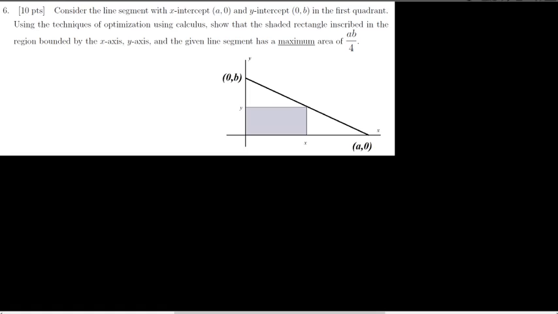And then number 6, this was also an optimization. Again, if this were an in-class test, I probably would just give you one of these. But since you had a long time, it's reasonable to give you 2. And the previous one was a minimize problem. This is a maximize, so one of each. And so, consider the line segments with the x-intercept at A and the y-intercept at B in the first quadrant. Using the techniques of optimization, show that the shaded rectangle here has area AB over 4.